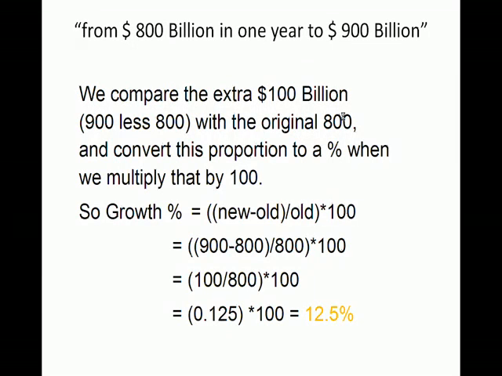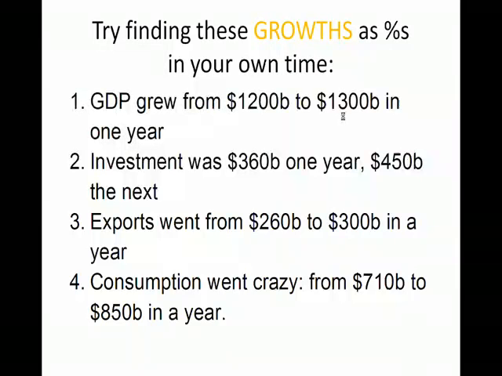So growth is new minus old, divided by old, times 100. 900 minus 800, divided by 800, times 100. 100 divided by 800, times 100. 0.125 times 100, 12.5%. Now try finding these growths as percents in your own time.